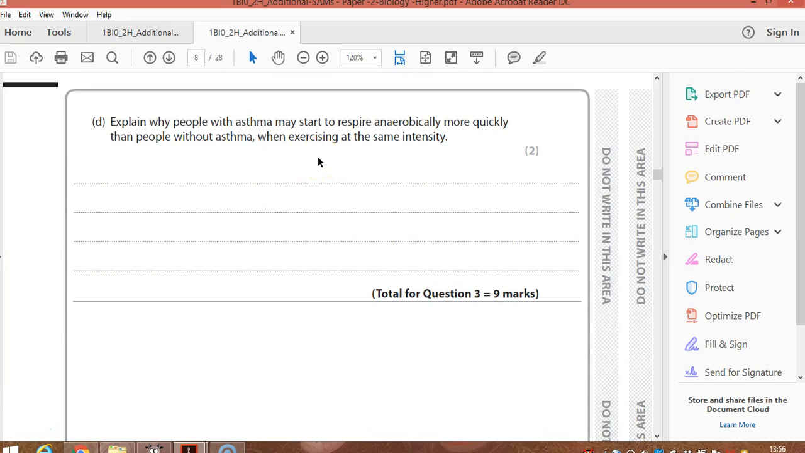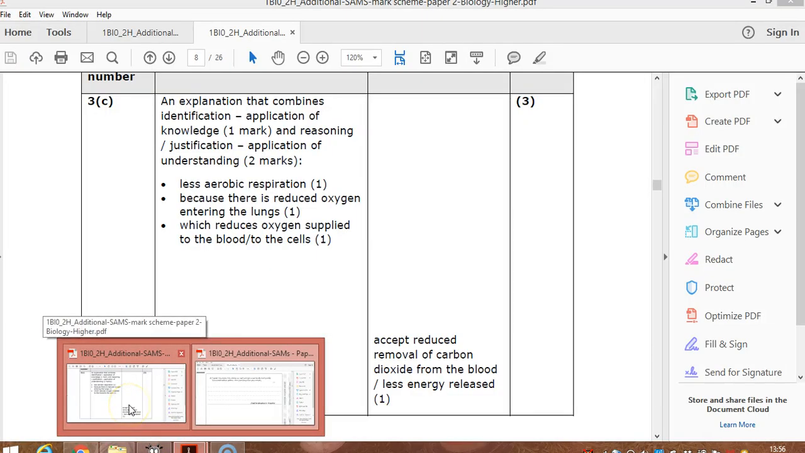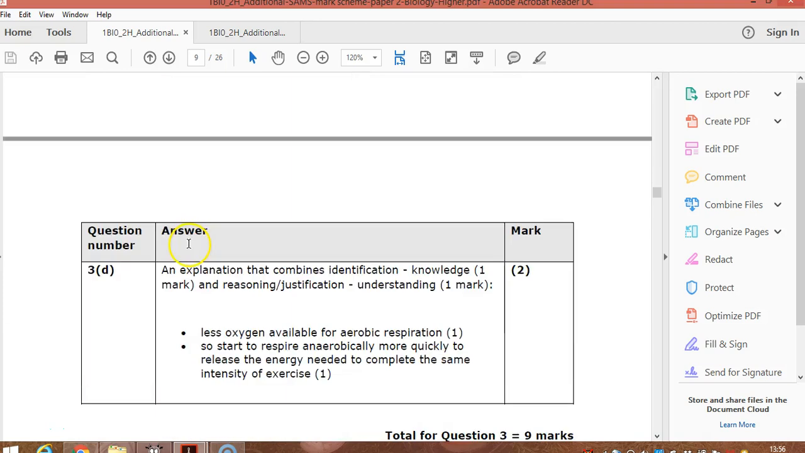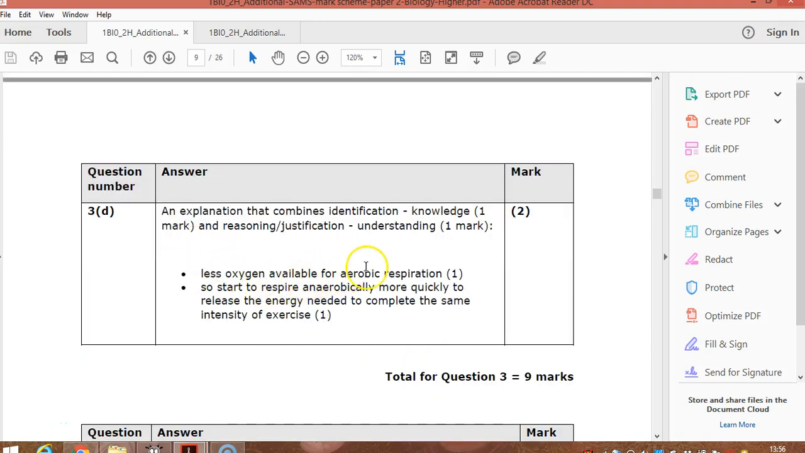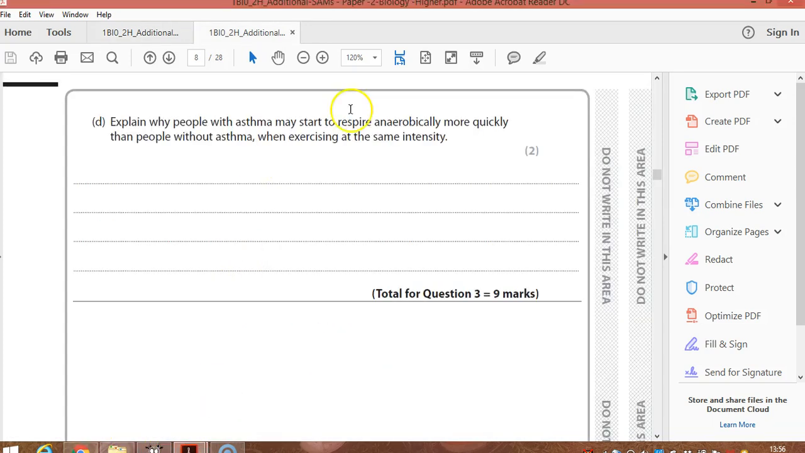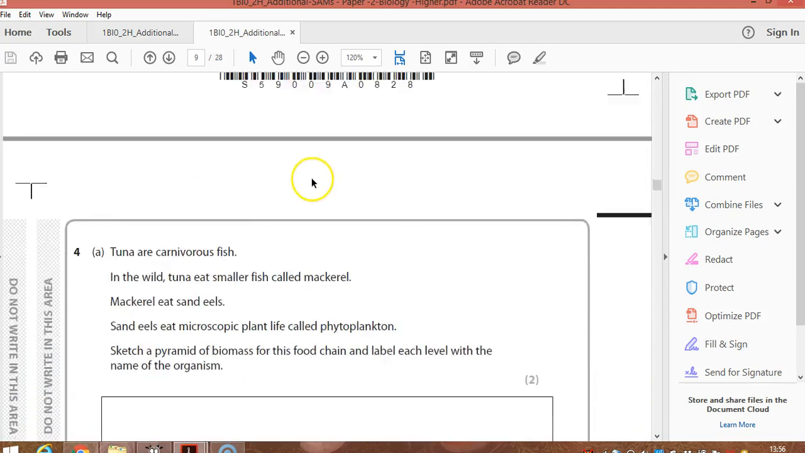Explain why people with asthma may start to respire anaerobically more quickly than people without asthma when exercising at the same intensity. 2 marks. Explanation. Go. So what you need to say is there is less oxygen available for aerobic respiration, so they start to respire anaerobically more quickly. Right, on to the next question.